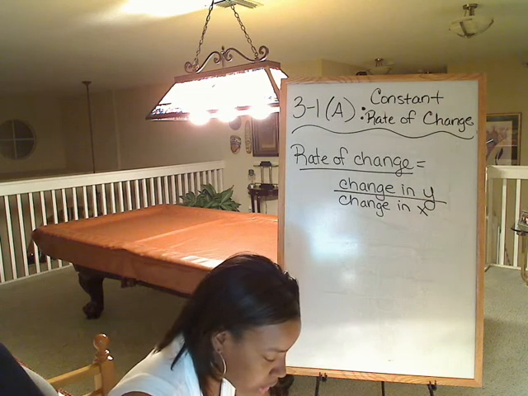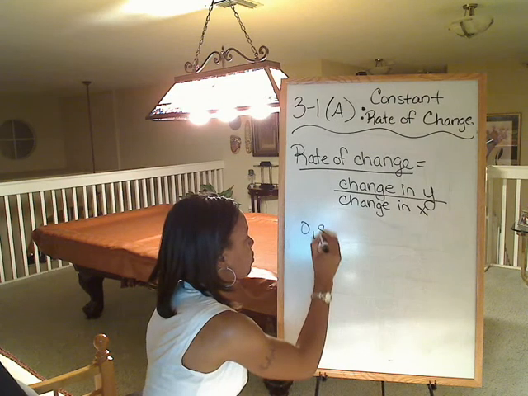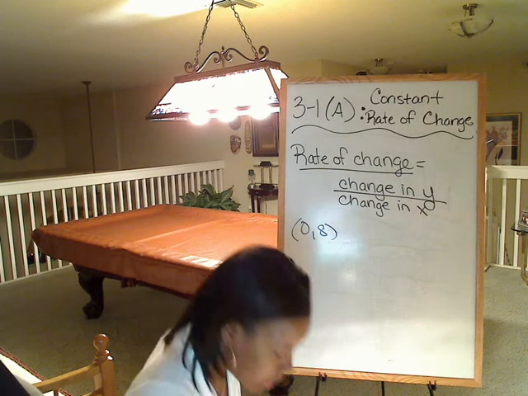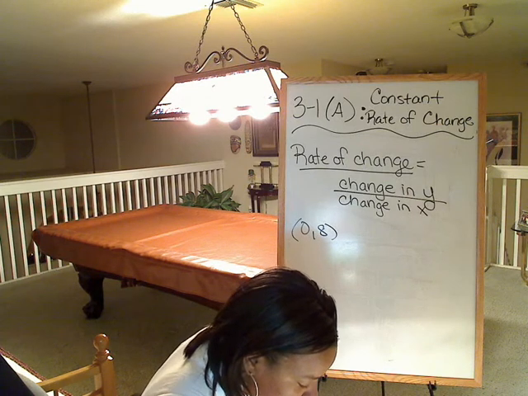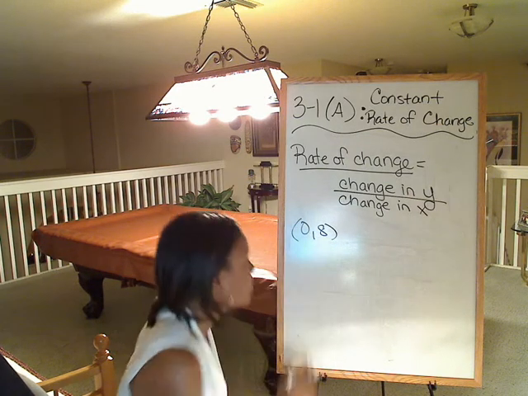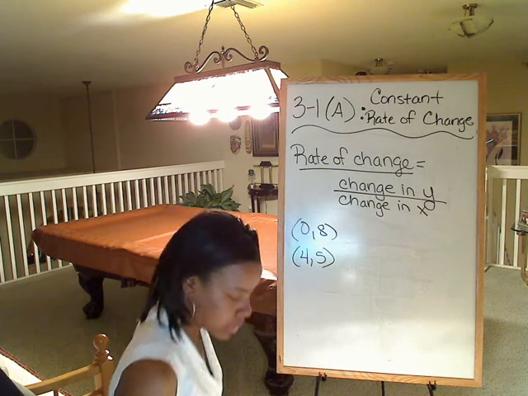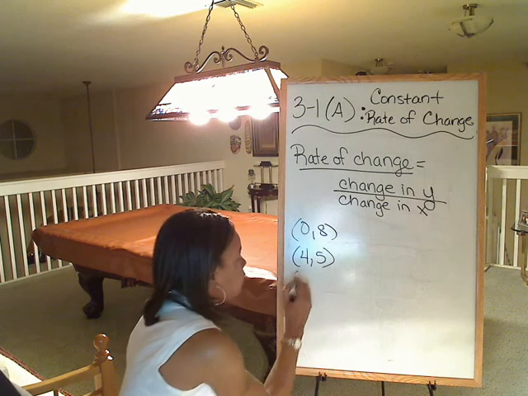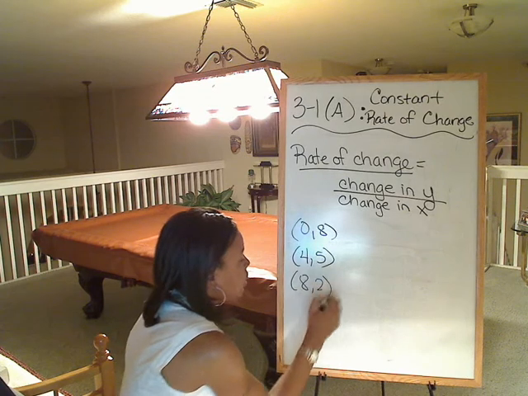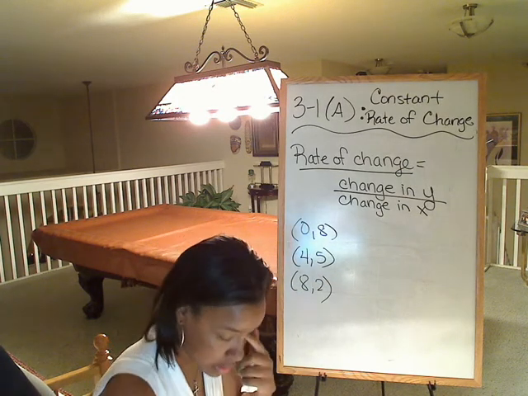The first point that I can see on that line is 0, 8. Then the next point that they drew for us, so we can just use that point, is 4, 5. And if I look for one more point, I see a nice point at 8, 2. If I look at these 3 points, I can see a pattern.